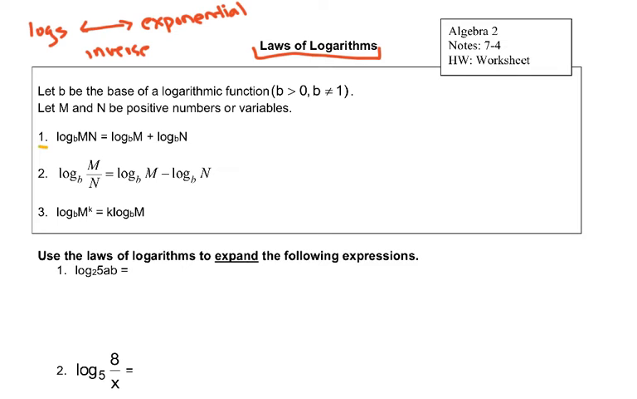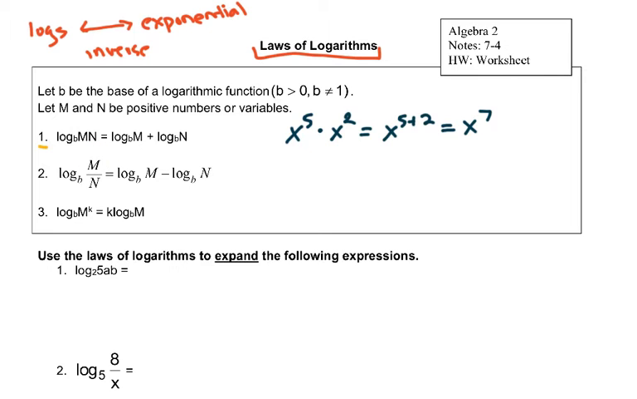So the first one, number one, says log base b of mn equals log base b of m plus log base b of n. So our exponent rules kind of correspond to this log function. Say I had x to the fifth times x to the second. What does this equal? Well, when we're multiplying two variables that have the same base, we add their exponents. So this would be x to the 5 plus 2, which is x to the 7th.